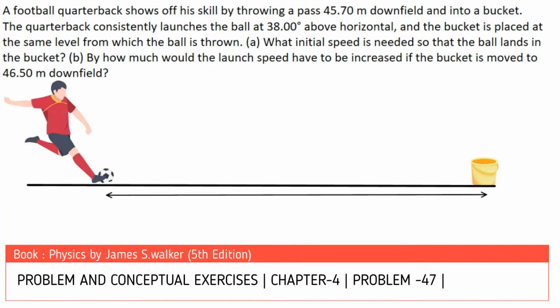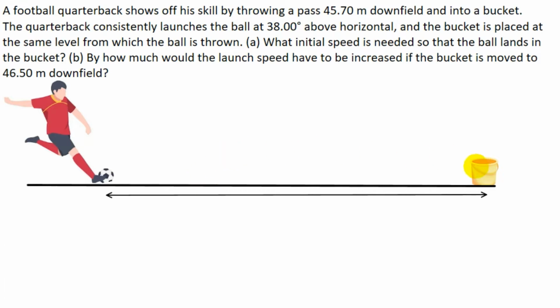So in this question, we are given that a football player kicks off a football and it lands into the bucket. Now this horizontal distance is 45.70 meter. The ball is launched at an angle 38 degrees above horizontal. We are asked to find the initial speed needed so that the ball lands into the bucket.